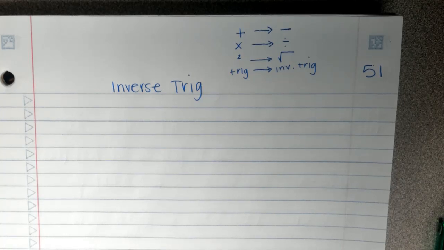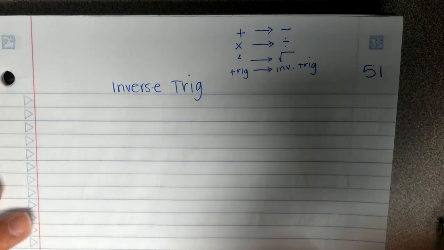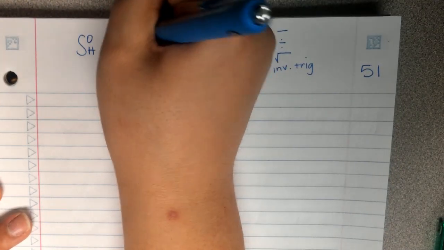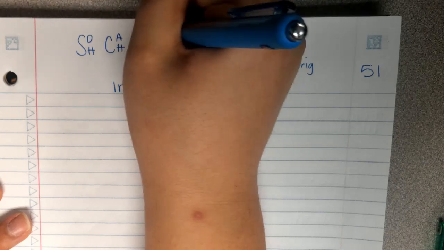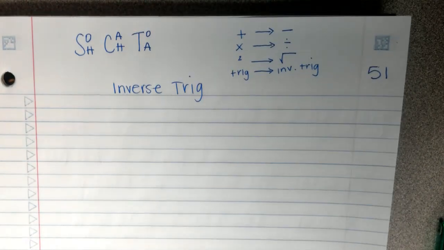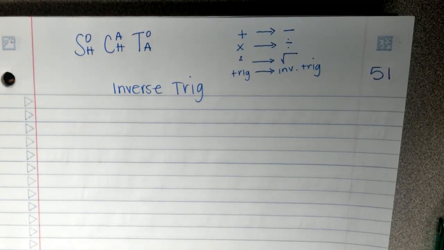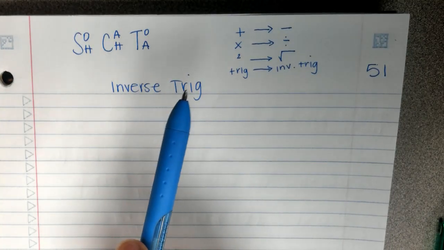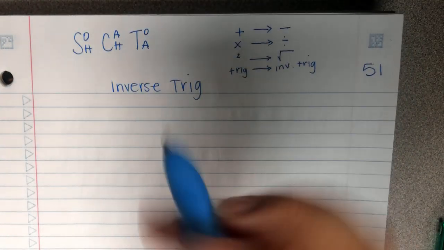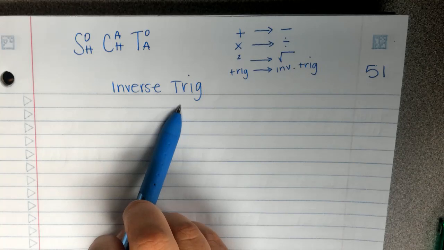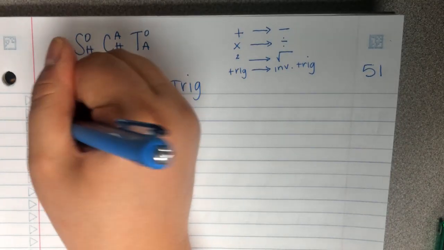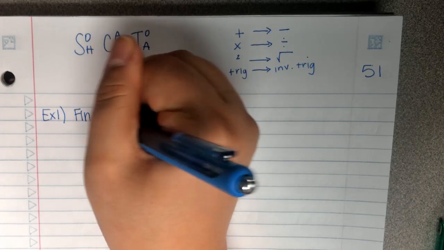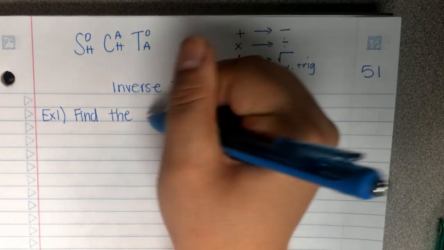Okay, so we're going to do some examples. Before we do that, I also want you at the top of your page to write SOHCAHTOA. I would like you to write this on every page you get, just to make sure you memorize this acronym and don't get these letters mixed up. Again, inverse trig is always to find missing angles. So example 1, we are going to find the missing angles.